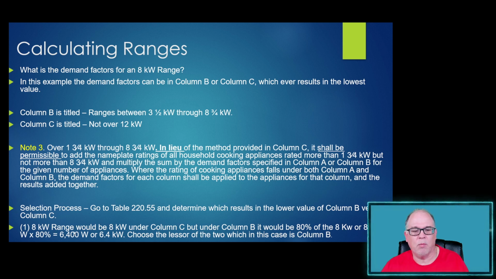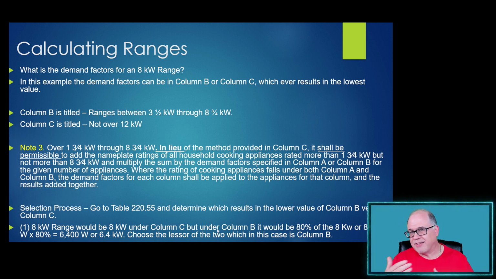All right, so in column C, that 8 kW range would be 8 kW. Okay, so you could use the 8 kW, but guess what? You're permitted, in lieu of that, to now look in column B, because this range falls under column B. Now, what does that say? Well, we saw it was 80%. So I get to take this 8 kW and multiply that by 80%, and that gives me what? 6,400 watts, or 6.4 kW.